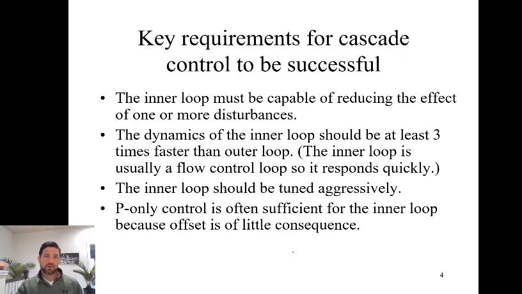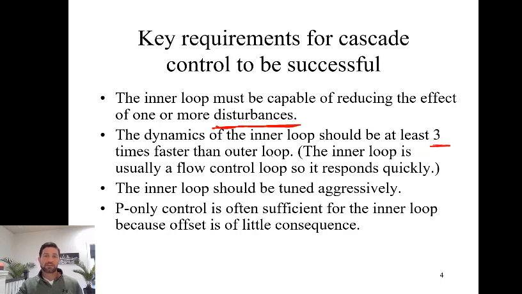Okay, so the main requirement for cascade control to be successful is that the inner loop must be capable of reducing the effect of one or more specific disturbances. What that means is that the inner loop is going to use the same manipulated variable as the outer loop, and so the manipulated variable has to be able to correct for changes in the disturbance before the process is changed. The dynamics of the inner loop should be at least 3 times faster than the outer loop.